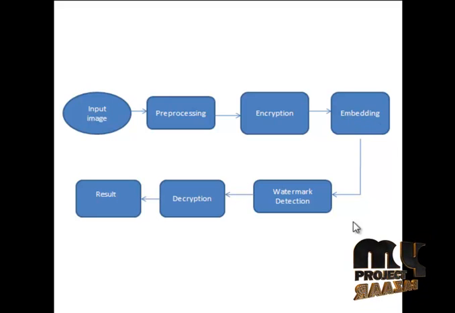So after embedding, it will go to the watermark detection. Here we are eliminating the embedded pixels from the coefficients. So after eliminating the information, we are getting the encrypted information. The encrypted information will pass to the decryption technique. So here we are using the same technique, RC4. For decryption, we have to give the same key which was given to the encryption. Based on the key, it will be decrypted by the use of the XOR function. After the decryption method, finally we are getting the input image.